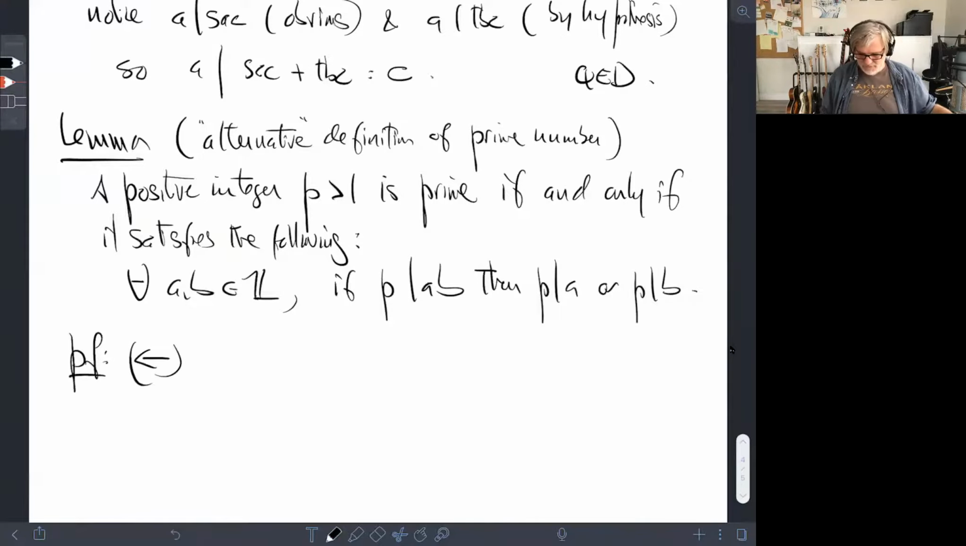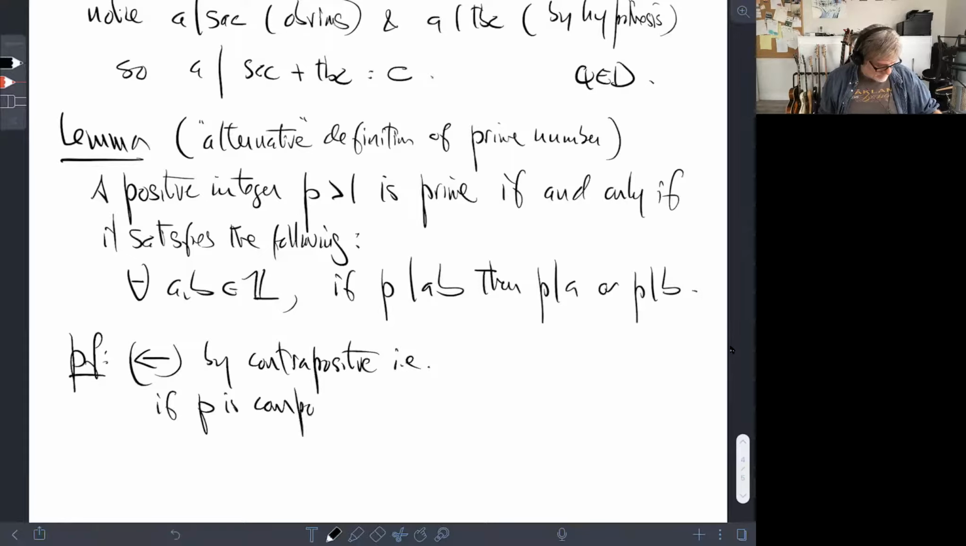Let's start with this. So I want to show that if P satisfies this condition, it must be a prime. I'm going to use the contrapositive. So I'm going this way. The contrapositive: negate both, go the other way, right? So in other words, I'm going to show that if P is composite, so not prime, then this condition is not satisfied.